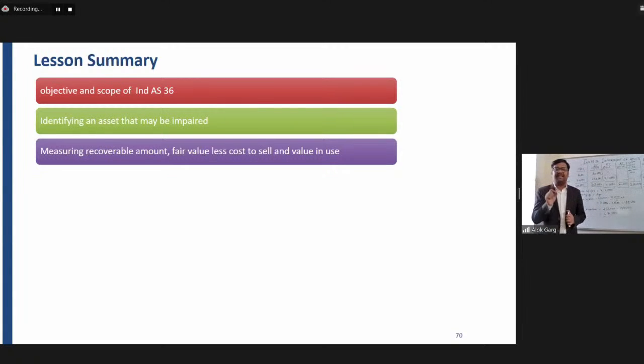Annual impairment exercise. I'm not saying you have to charge impairment loss every year. There could be a situation where the recoverable amount is more than the carrying value.